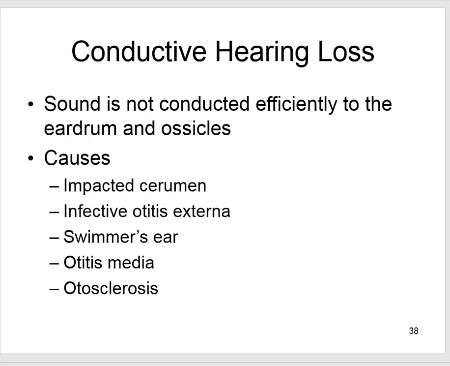Conductive hearing loss. This occurs when sound waves do not reach the inner ear. Sound is not conducted efficiently through the outer ear canal to the eardrum and ossicles of the middle ear. Causes are impacted cerumen, infective otitis externa, swimmer's ear, otitis media, and otosclerosis, and we're going to talk about each one of these.